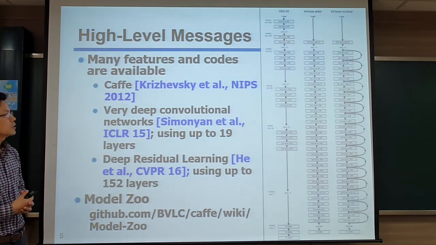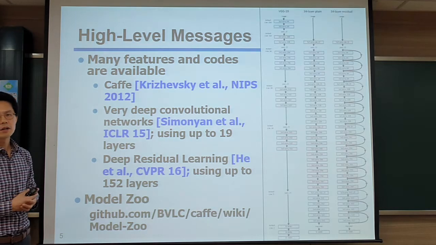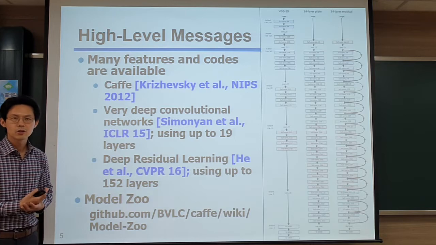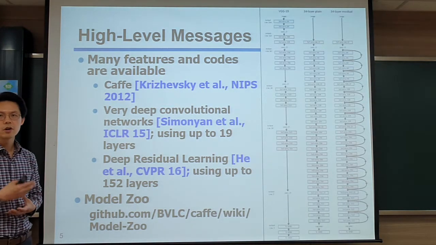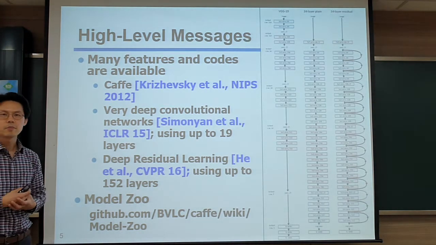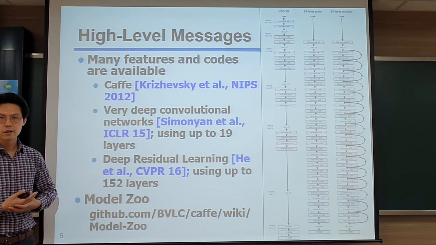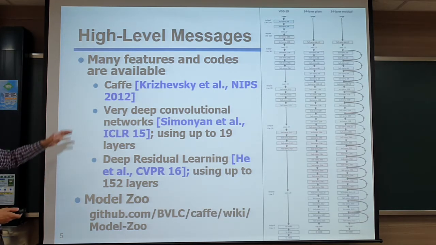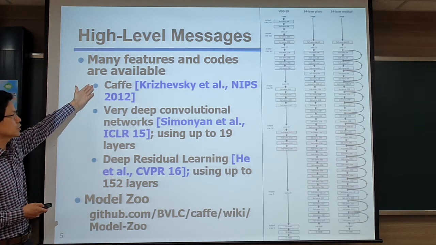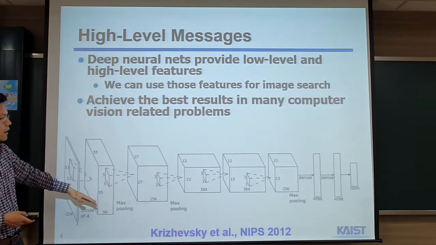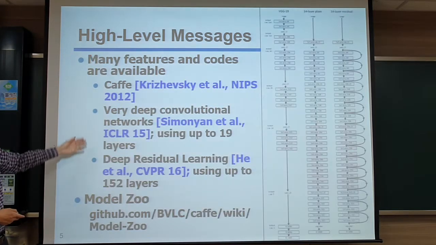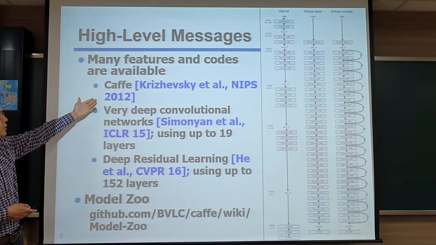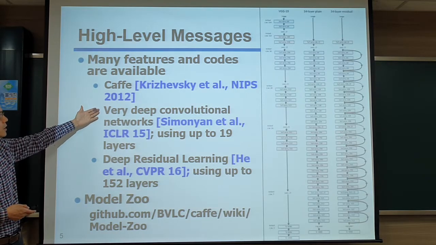Deep learning is under heavy investigation right now. Every month we are getting new papers about new architectures and new components of deep learning. So it's almost impossible to cover those recent deep learning technologies within this lecture. But I'd like to point out that there are many features and codes available. AlexNet, this architecture, is also available in Caffe.